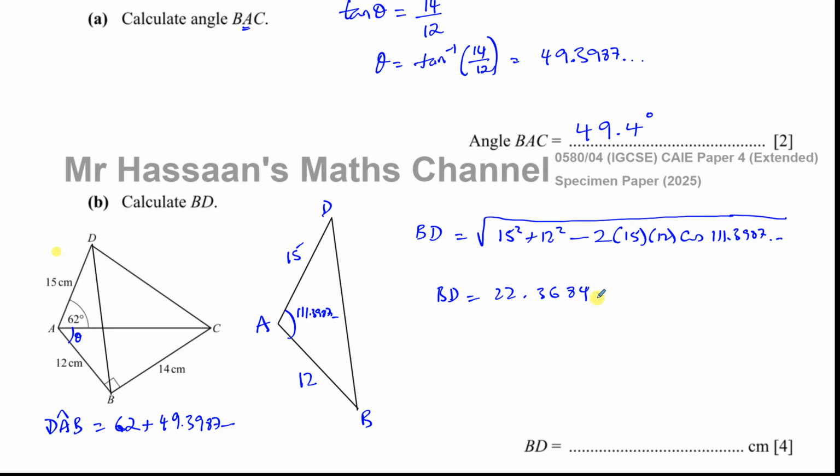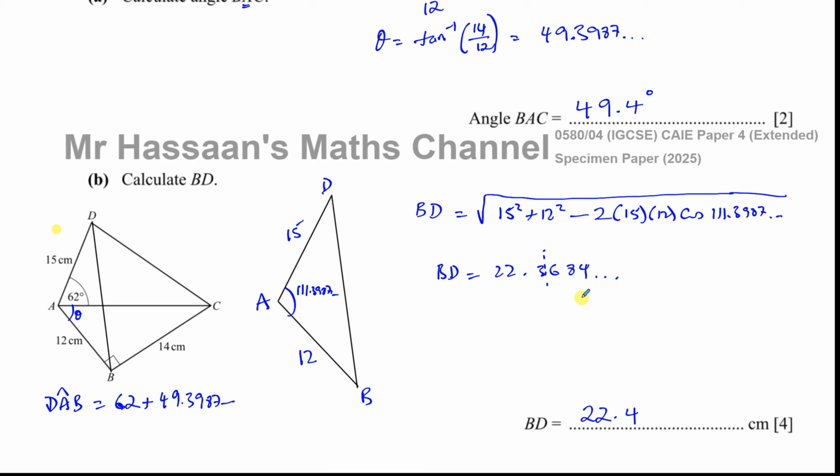Yeah, it continues on. I didn't round it, I just stopped writing the digits. So we have to round this length to 3 significant figures. So we stop here. So it's going to be 22.4 centimeters. Okay, that's the 3SF, as is our instruction to round our non-exact answers, unless the angles are one decimal place. So there we have the answer to part B.